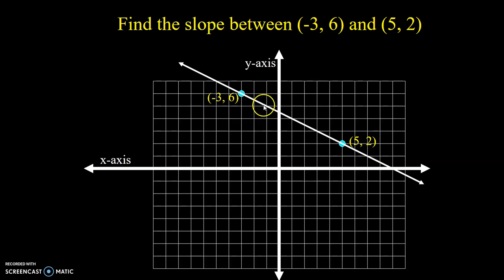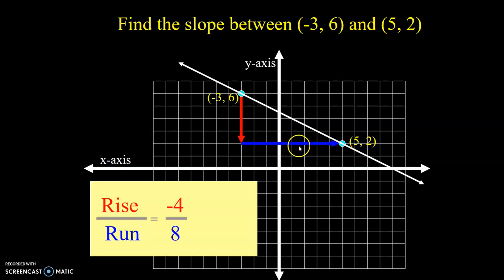So rise and run, right? Therefore, here we go to rise or drop and run. So we will have now equal to this point. Or we can have as well how many drops it goes and how many runs. So we have 1, 2, 3, 4, and 1, 2, 3, 4, 5, 6, 7, 8. So therefore, that is equal to negative 4 and 8.